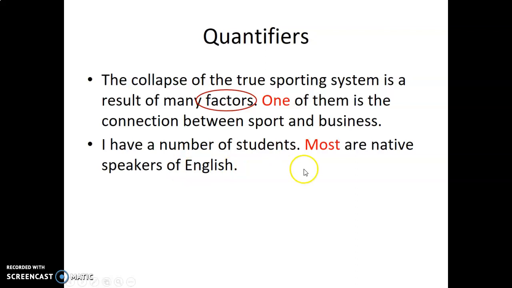Most are native speakers of English. "Most" refers to, again, students. Most of students. Most of my students.